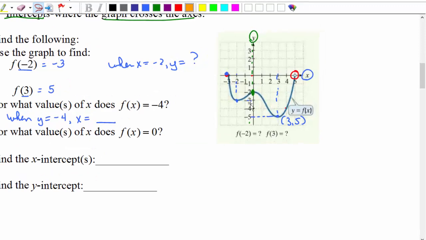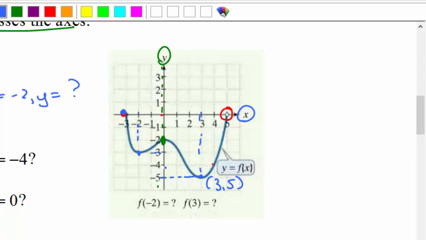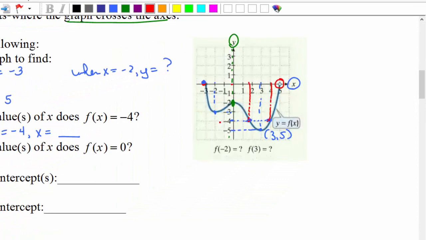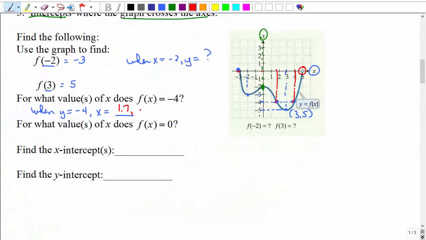So let's look at the graph. When y equals negative 4, we come across here and the graph here, but if I keep going, here. So it really has 2 points or 2 x values. So this x value is a little bit less than 2, and this looks like right at 4. So let's call that maybe 1.7 and then 4.